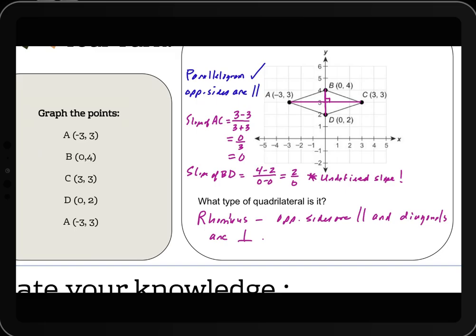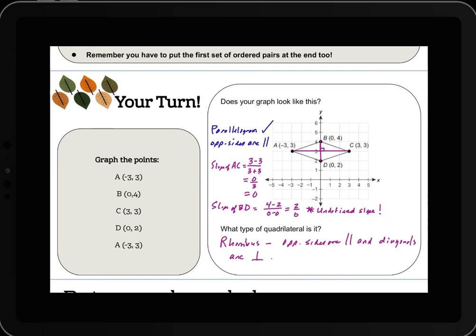Okay? Because if it wasn't a rhombus, those diagonals would not be perpendicular to each other. They just would not be. And therefore it wouldn't be a rhombus. So I can make this assertion based off of this information. That would be an efficient way to do that.